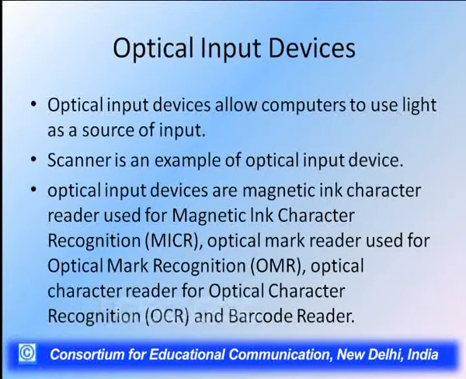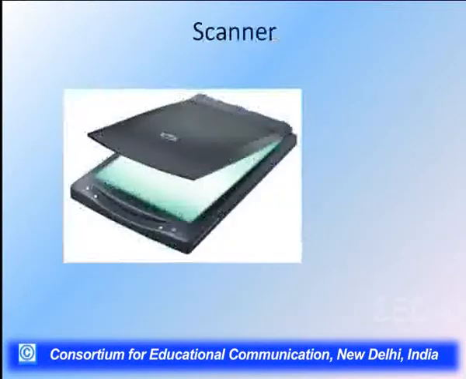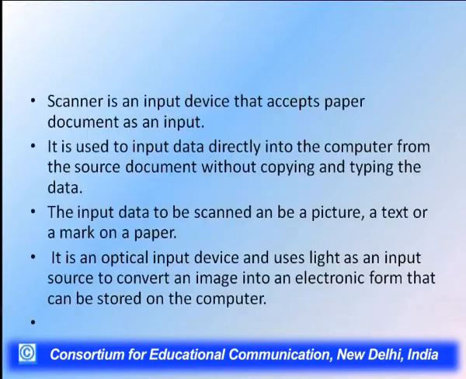So, scanner is an example of the optical input device. Optical input devices are magnetic ink character reader, commonly known as MICR, optical mark reader called OMR, optical character reader called the OCR, and the barcode reader. All these devices are commonly used as input for documents and to read data from printed labels, etc. So, the first device that we discuss is the scanner.